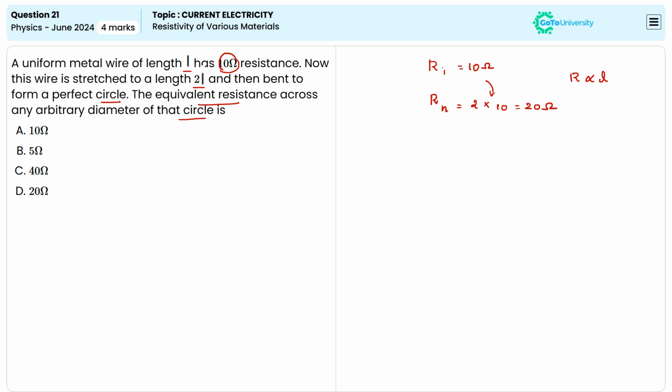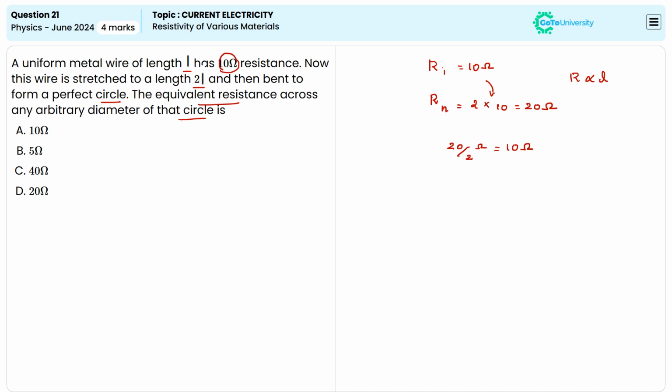So here it's given in the question, it was bent into a circle. So the wire is bent into a circle. When we measure the resistance across any diameter, the wire is split into two equal parts. So each part will have a resistance of 20 over 2 ohms, which is nothing but 10 ohm.